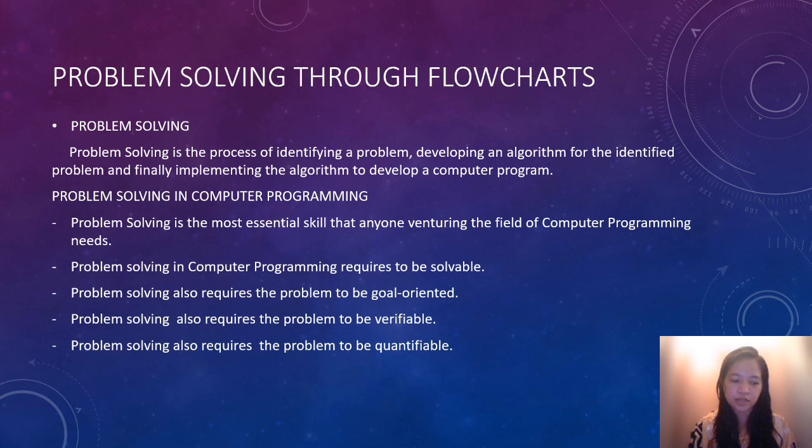First is to understand the problem. You must understand the problem first to analyze the right solution. Second is design a solution. You can formulate a solution through an algorithm, or you can also use a flowchart. Third is implement your solution. In implementing your solution, you can write your code. And lastly, check your solution if it is right or wrong.